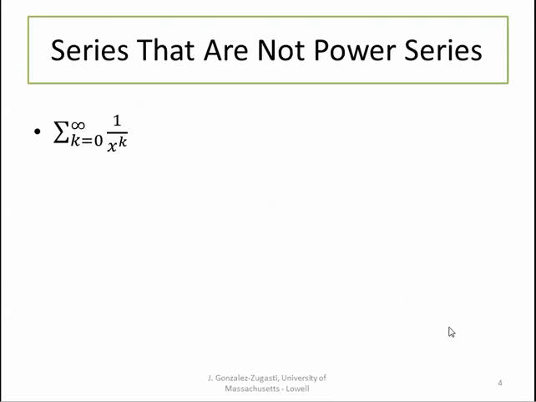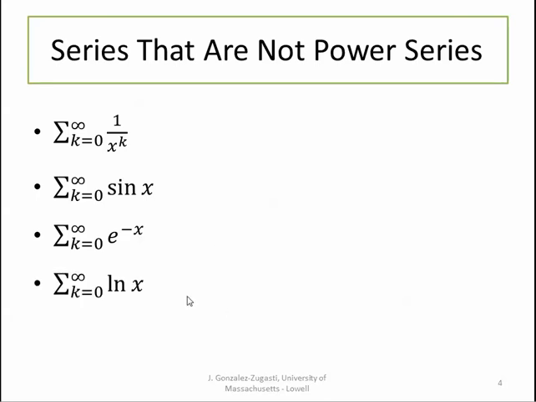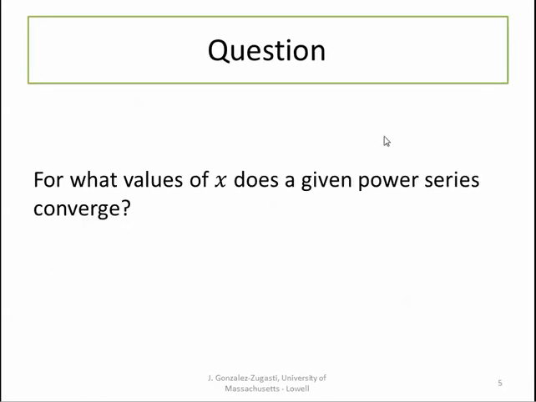Here are some examples of series that are not power series. This is not a power series, 1 over x to the k, because it's not a constant times x raised to the k. It's a constant divided by x to the k. This is not a power series. We don't have x raised to a power. This one is not a power series as well. Here we have something raised to the power of x, but a power series has x raised to a power. And this is clearly not a power series. It doesn't have x raised to a power either. Alright, so here's the question. For what values of x does a given power series converge? And that's what we want to know.